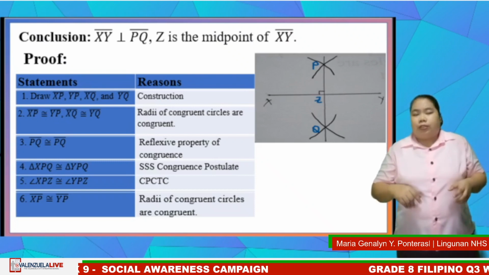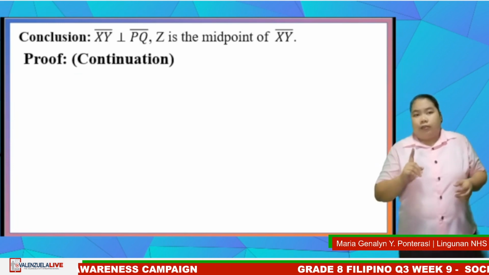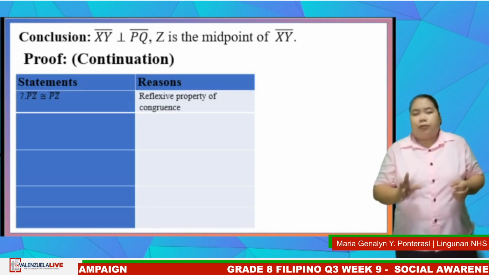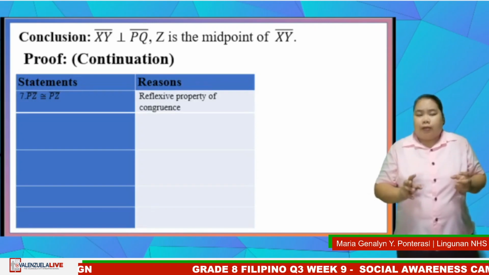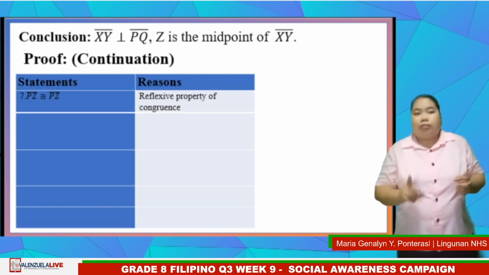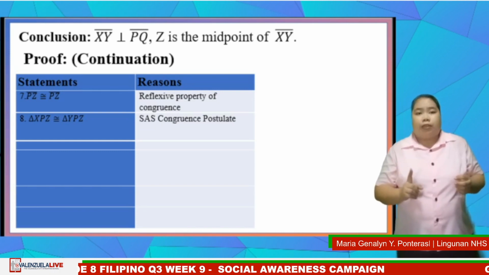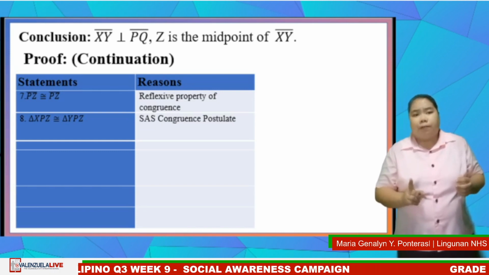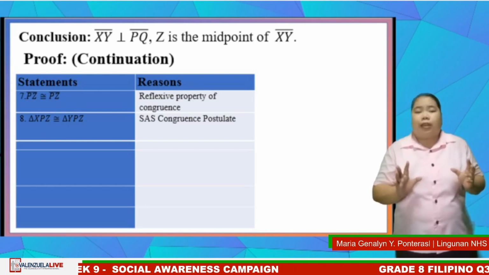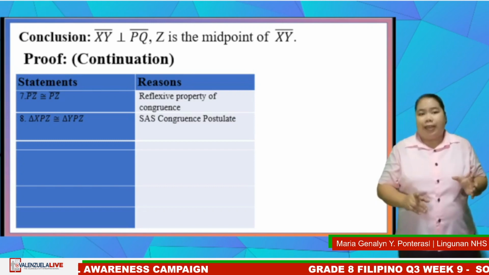Okay, so the continuation of our proof is in the next slide. The next statement is PZ is congruent to PZ. The reason is reflexive property of congruence. The next one, triangle XPZ is congruent to triangle YPZ. The reason is SAS congruence postulate.